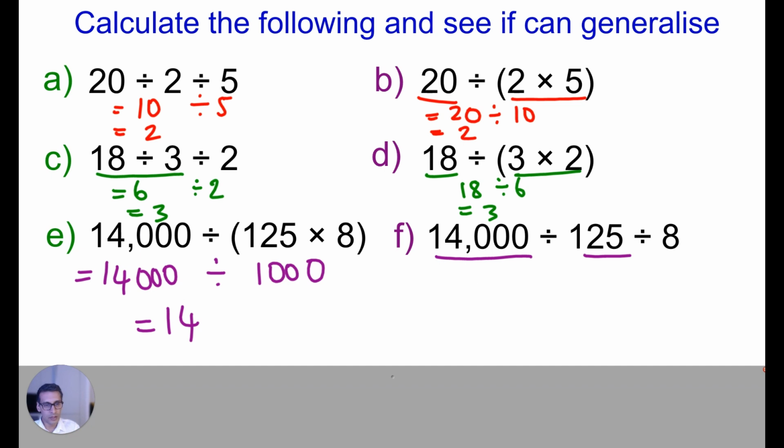So this is going to give you 14,000 divided by 125 is 112 divided by 8. So you may have to do some bus stop division here, but when you do 112 divided by 8, you are going to get 14 as well. So you can see, in this case, the question on the left was much easier to work out than the question on the right. It's going to give you the same answer.